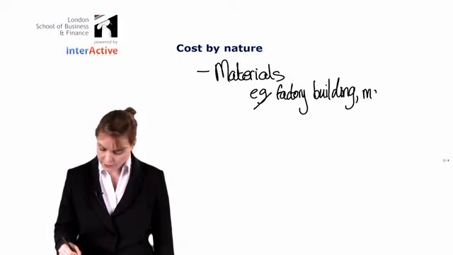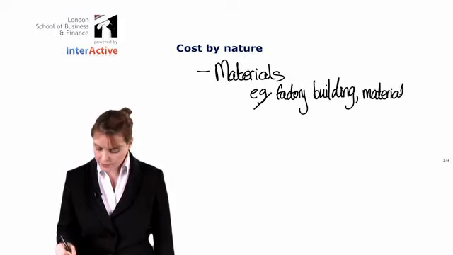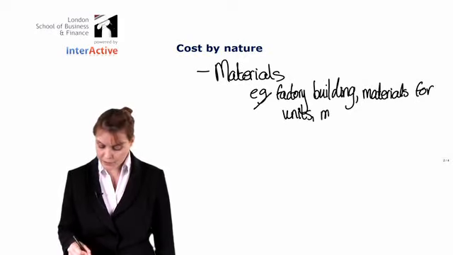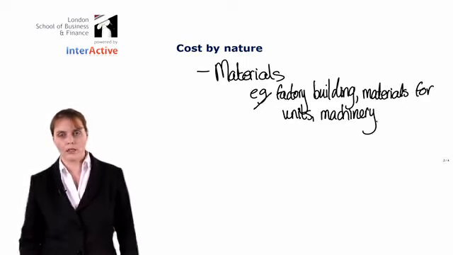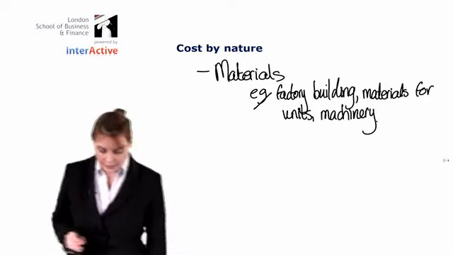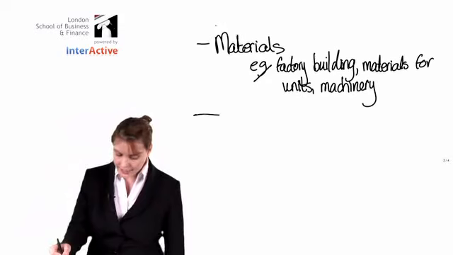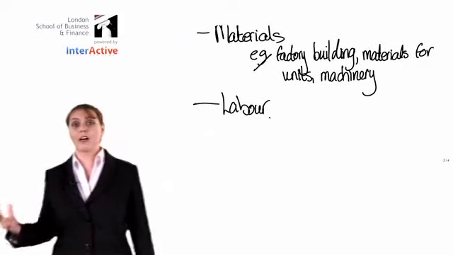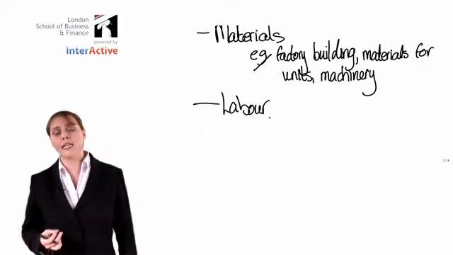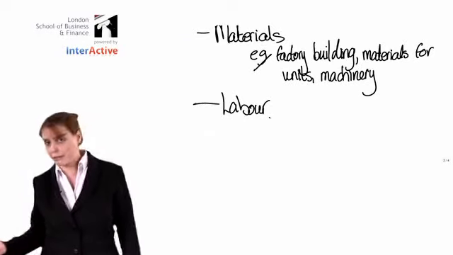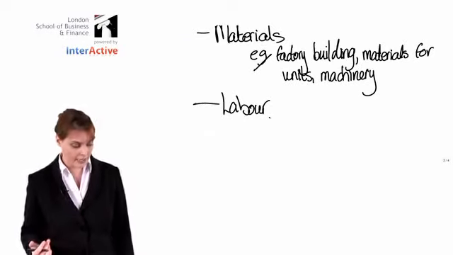So our factory building, the materials for our units, and perhaps we would have some machinery as part of our factory operation. These will be all our material costs. The next cost by nature is our labor cost. Our labor costs is quite self-explanatory. This is going to be the costs associated with paying wages or salaries to all of our employees.